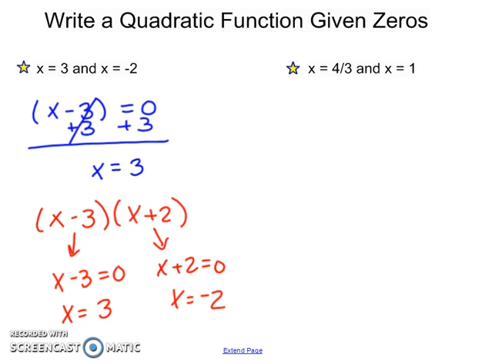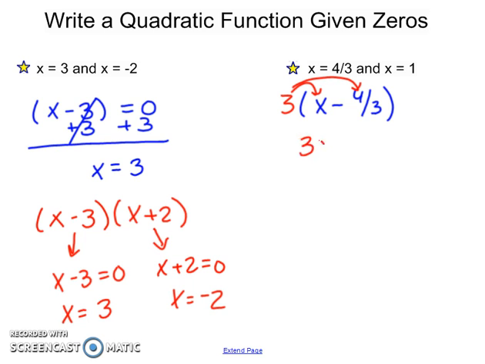okay, if I have x equals 4/3 and x equals 1, we can think of it this way. So it's a positive 4/3, so we can say x minus 4/3. But we're not used to seeing things like this. We don't usually see fractions within our binomials. So what we can do to get rid of that is multiply by the denominator. So the denominator is 3. I'm going to multiply by 3 on the outside, and I'm going to distribute.